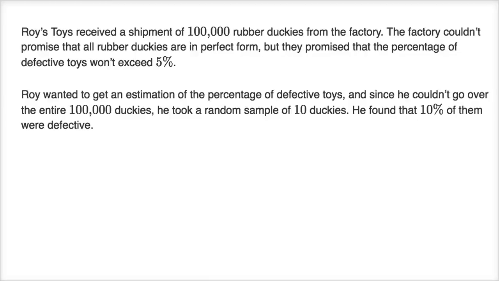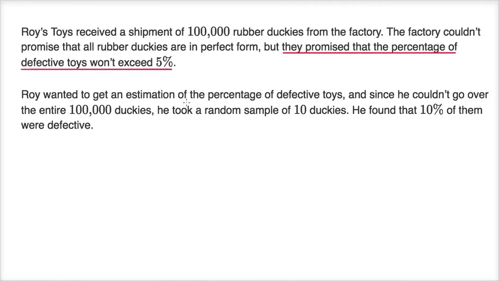Let's take a look at some statistical studies and see if we can figure out what type they are. So this first one, Roy's Toys received a shipment of 100,000 rubber duckies from the factory. The factory couldn't promise that all rubber duckies are in perfect form, but they promise that the percentage of defective toys won't exceed 5%. Let me underline that. They promise that the percentage of defective toys won't exceed 5%.